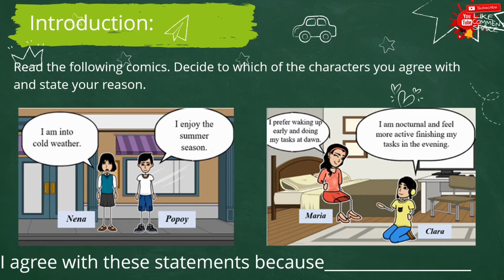The second comic strip is Maria and Clara. Maria said, "I prefer waking up early and doing my tasks at dawn." Clara said, "I am nocturnal and feel more active finishing my task in the evening." Whom do you agree with? State your answer by completing this statement: I agree with blank because.